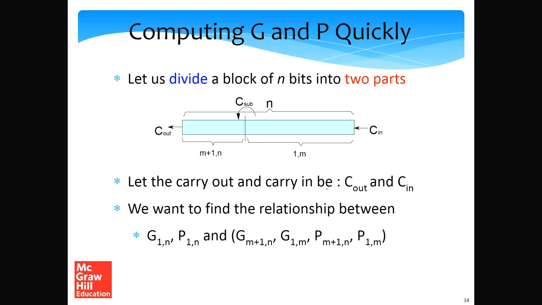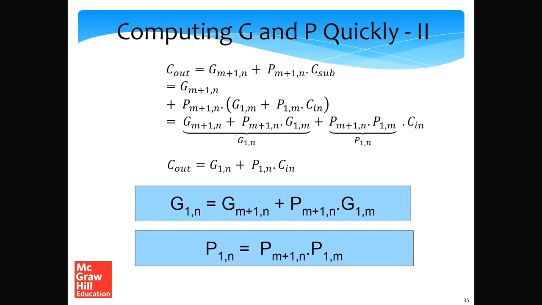Let the carry in and the carry out of this block be here and here. So we want to find the relationship between the generate function for the entire n-bit block, the propagate function for the entire n-bit block, and the generate and propagate functions for these sub-blocks: generate from 1 to m, propagate from 1 to m, generate from m plus 1 to n, and propagate from m plus 1 to n. What do they exactly look like? Let's take a look at this equation and try to work it out.